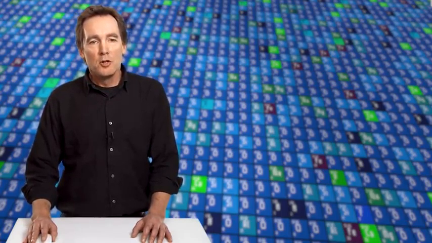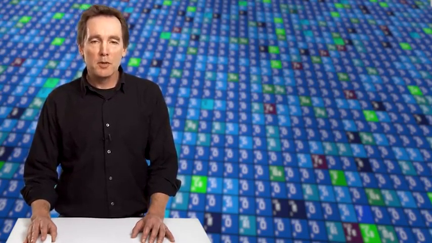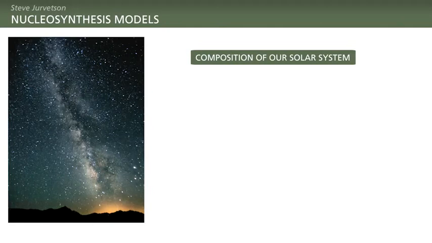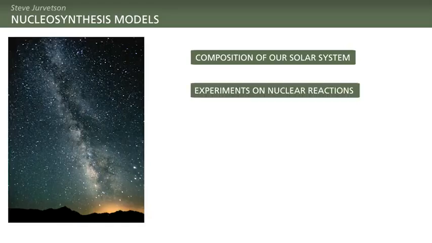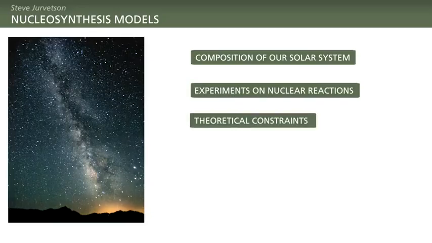The segment is discussing nucleosynthesis, or the origin of elements in our solar system. Nucleosynthesis models come from three separate lines of evidence. The first, the composition of our solar system, and by that I mean the elemental abundances that we have within our solar system. The second comes from experiments on nuclear reactions under set conditions in the laboratory. And the third is theoretical constraints on possible sites or environments for these nucleosynthetic reactions that we imagine within the laboratory. The most important of these constraints is possibly the composition of the solar system.